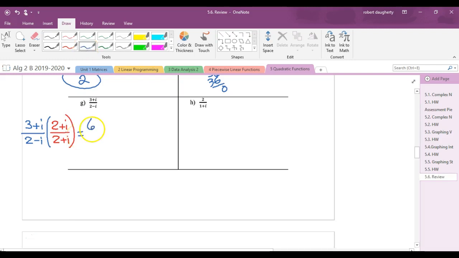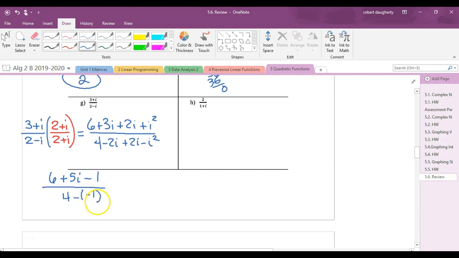On the top, you're going to get 6 plus 3i plus 2i plus i squared. On the bottom, you get 4 minus 2i plus 2i minus i squared. So on the top of that fraction, I'm going to have 6 plus 5i minus 1. And the bottom, I'm going to have 4 minus negative 1. So this is going to be (5 plus 5i) over 5. So that's 5 over 5 plus 5 over 5 i, which is 1 plus i.